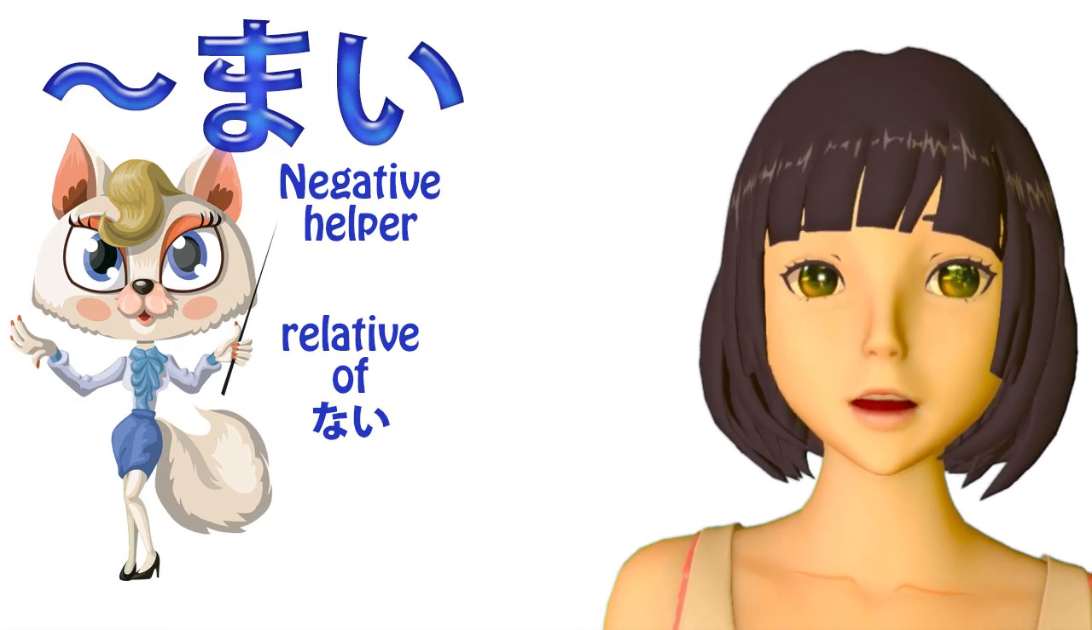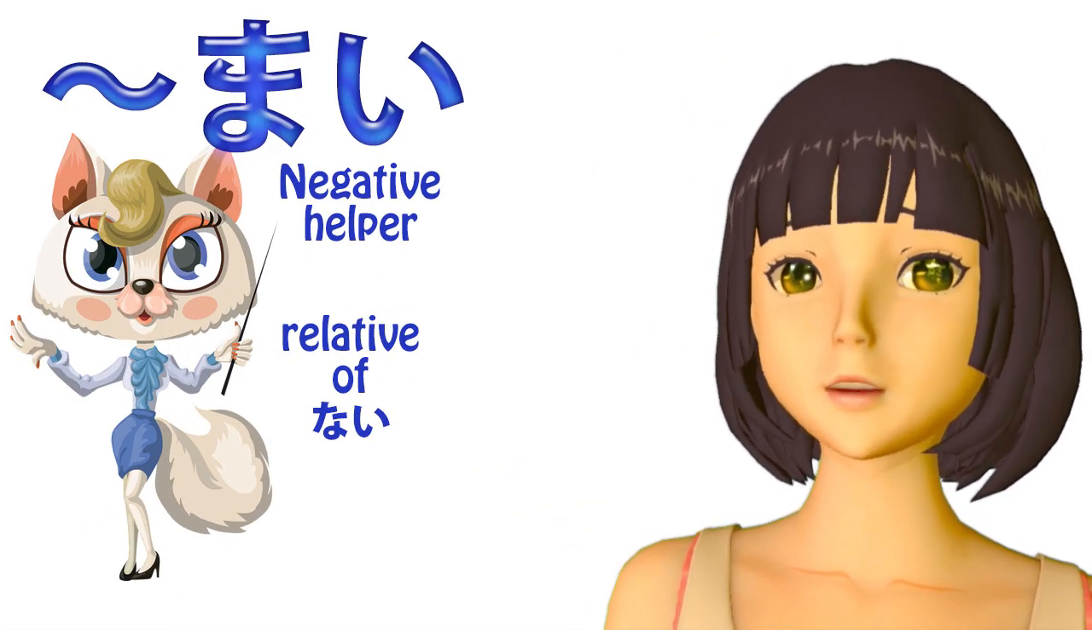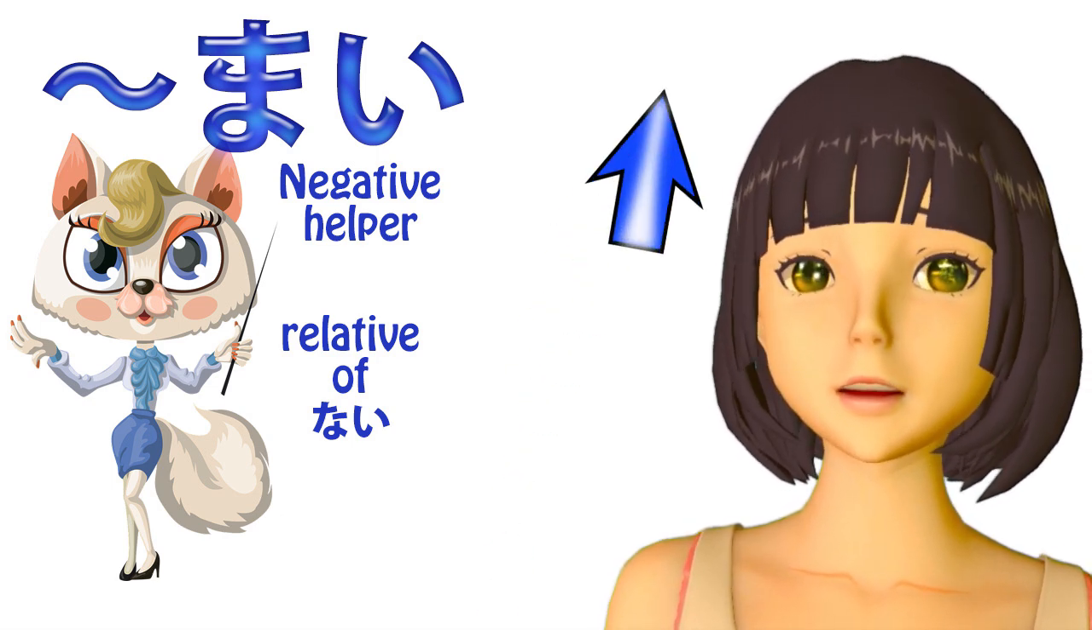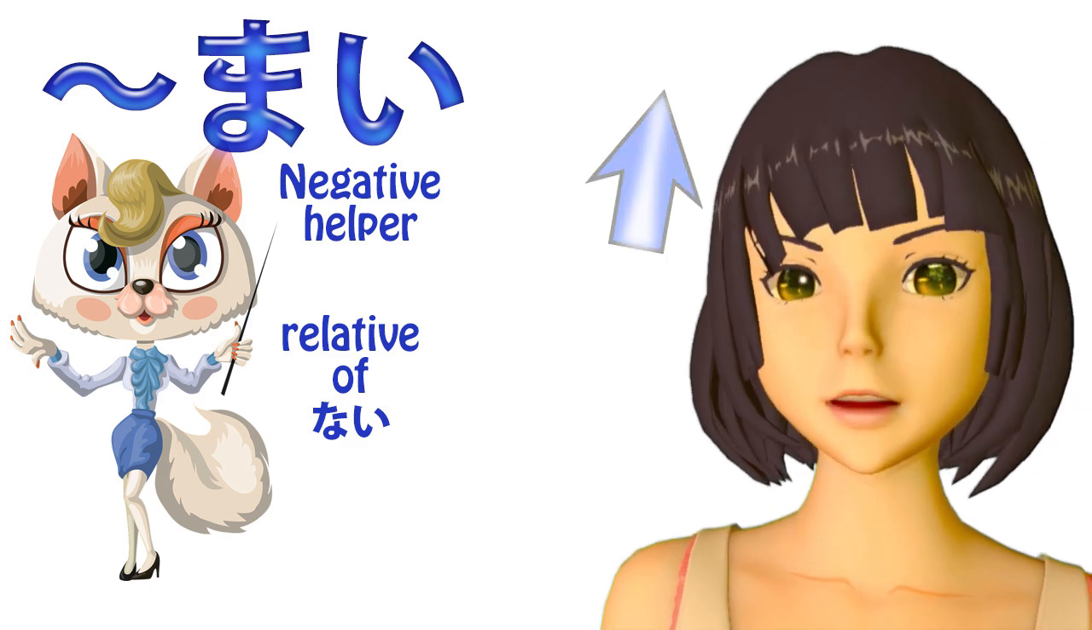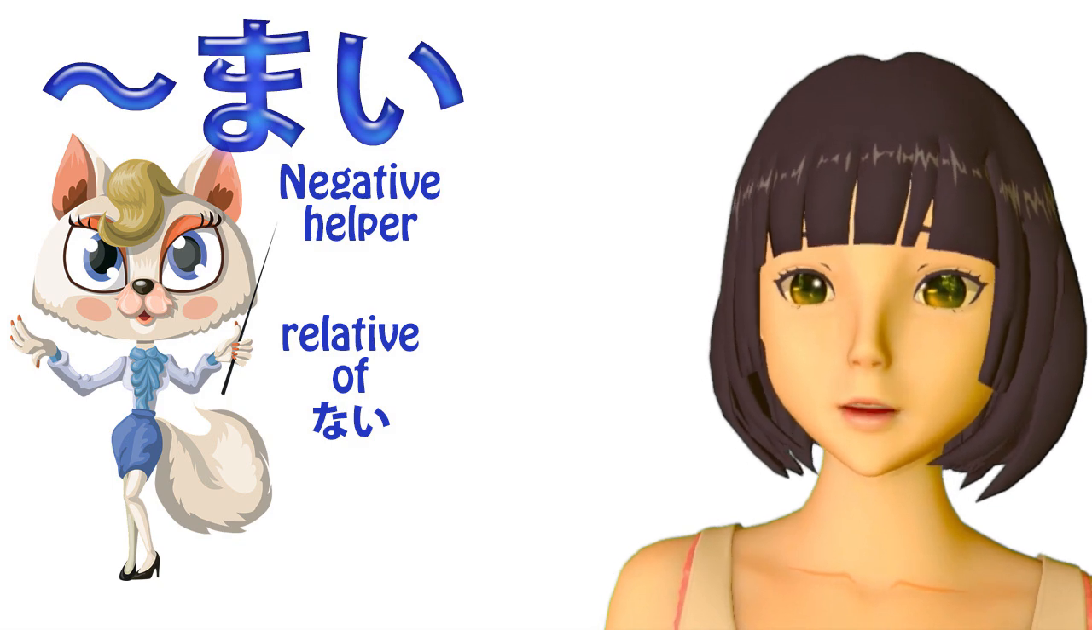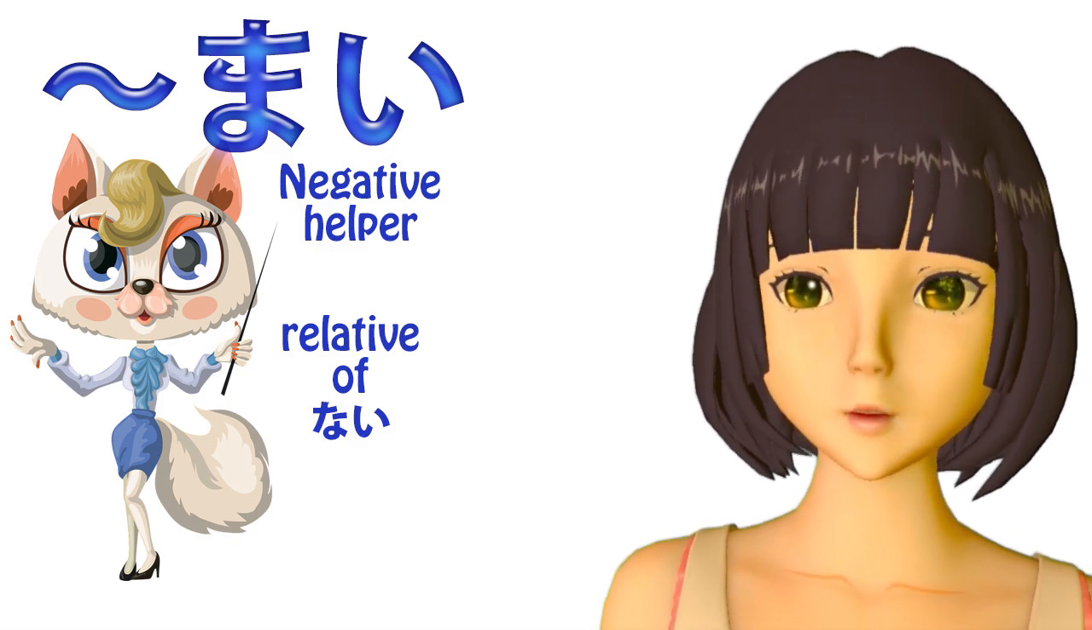Mai is a negative helper, like zu and n, which I did a video on quite recently, and like them, it's something of a fossil, one of those elements that's not quite at home in modern Japanese, but it's used quite a lot, so we need to understand it.